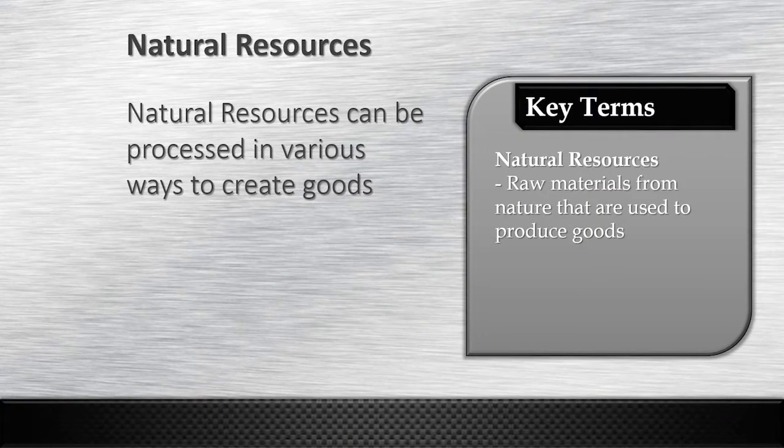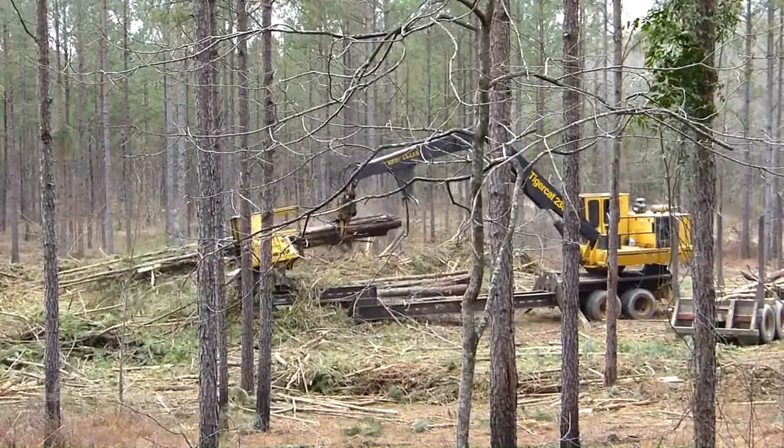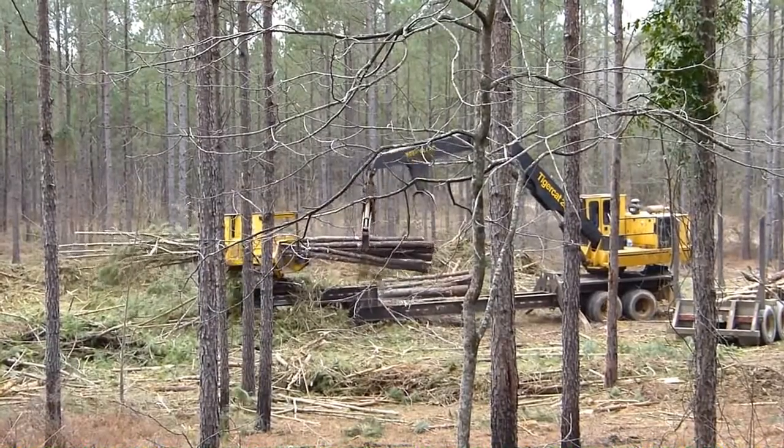Natural resources are raw materials from nature that manufacturers and goods producers use to make goods or to be able to provide services. They can be processed in a variety of ways. Some examples of natural resources that we encounter are things like trees, oil, and iron. Those are natural resources: things that come from the earth, things that are raw in nature.